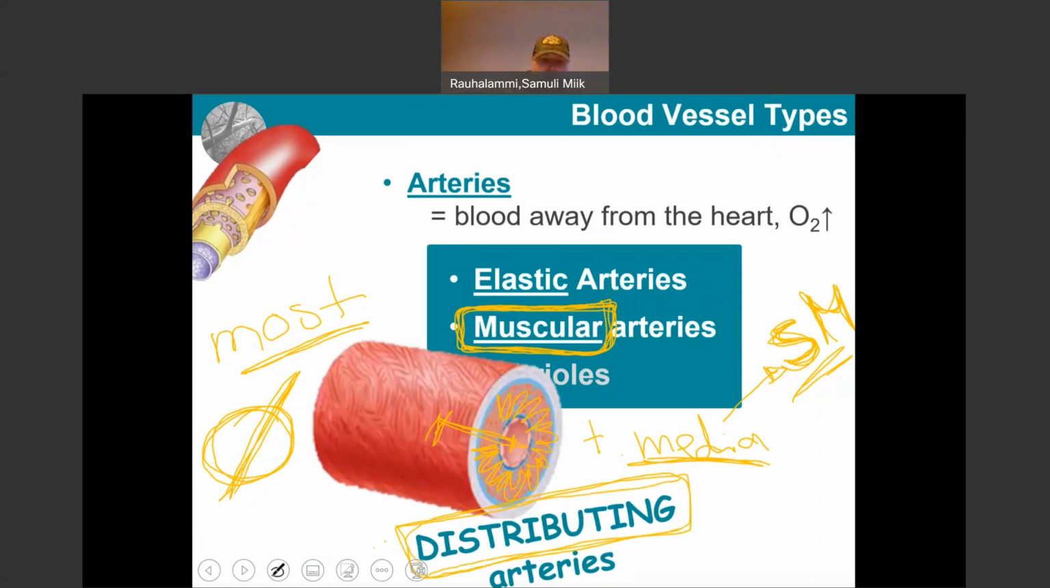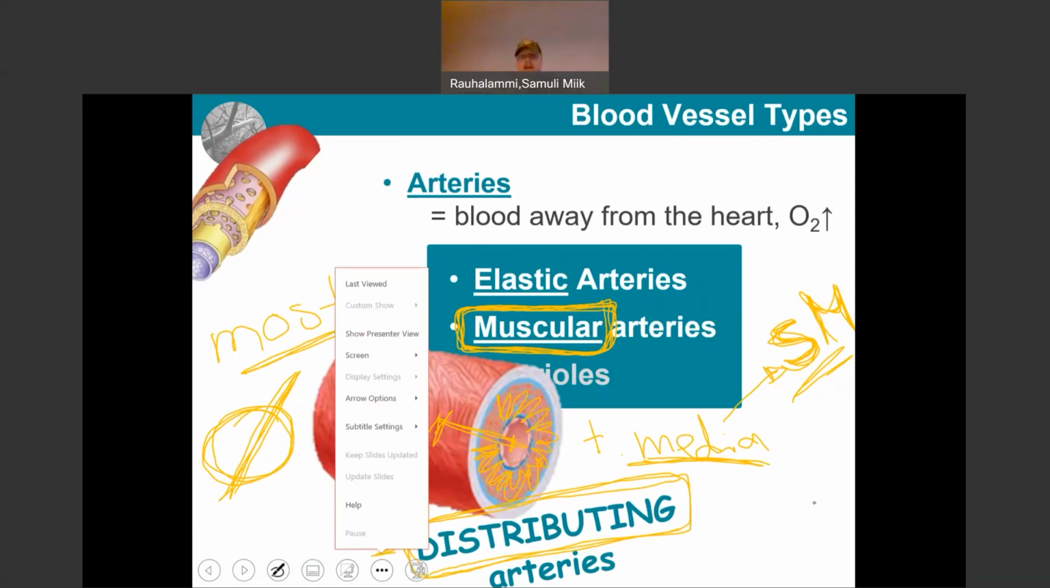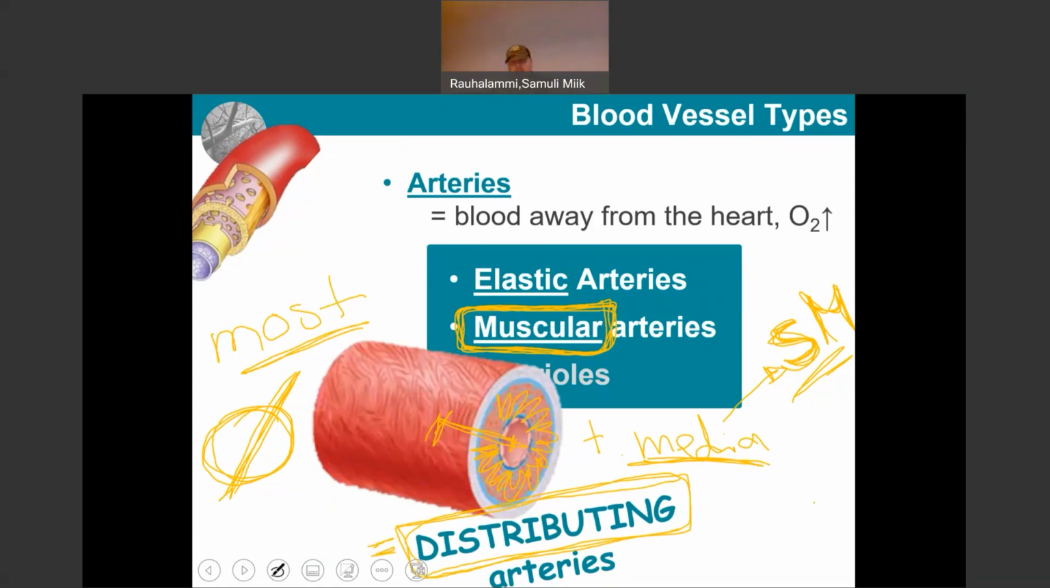So we're able to choose where we distribute the blood to by controlling the flow of the blood in these muscular arteries. So either sending it to certain areas in greater quantities or lesser quantities. So that's why they're distributing arteries.